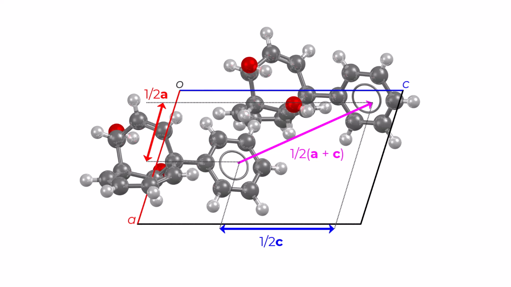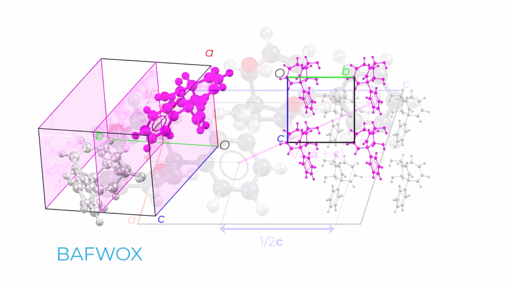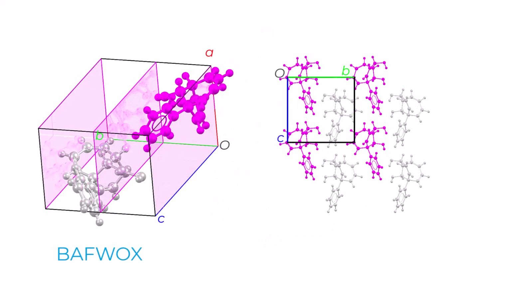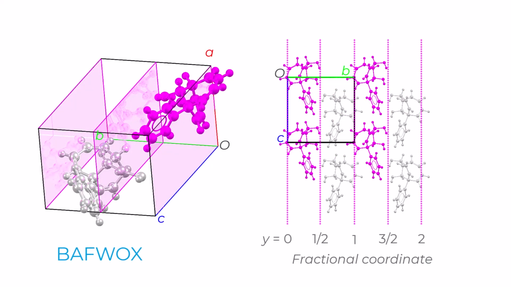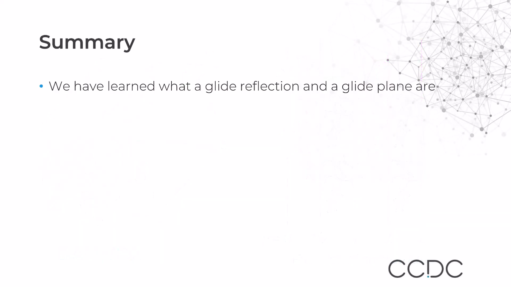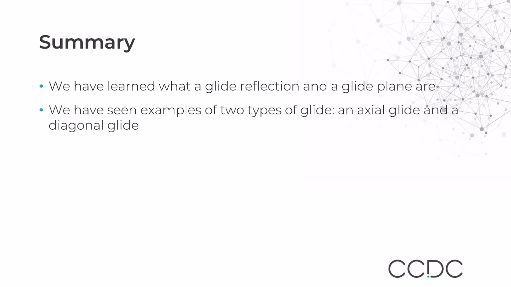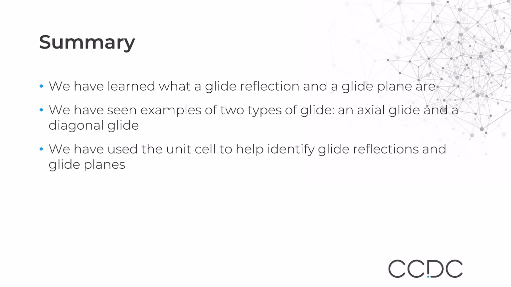Like in malic acid, considering the periodicity and symmetry of the crystal, there must also be a glide plane at y equals 0 as well as at y equals a half, and that repeats throughout the structure. To summarise, in this video we have learned about the glide reflection symmetry operation and the glide plane symmetry element. You have seen 2 examples, an axial glide and a diagonal glide, in small molecule crystal structures, and have used the unit cell as a reference to identify the type of glide relationships between molecules.